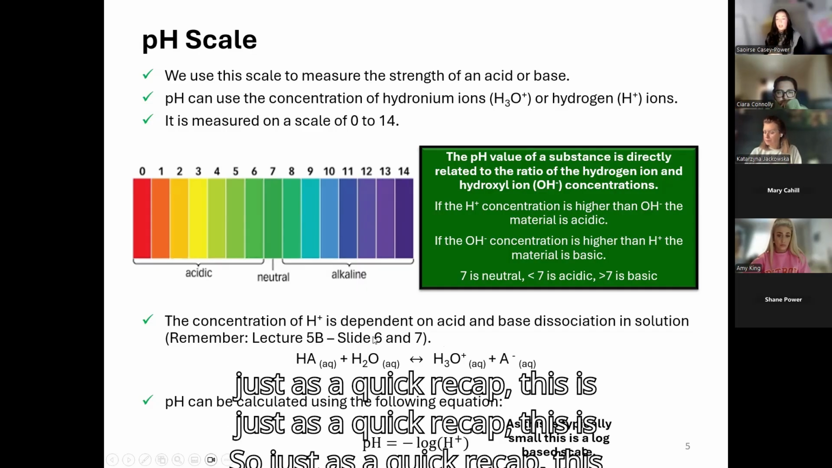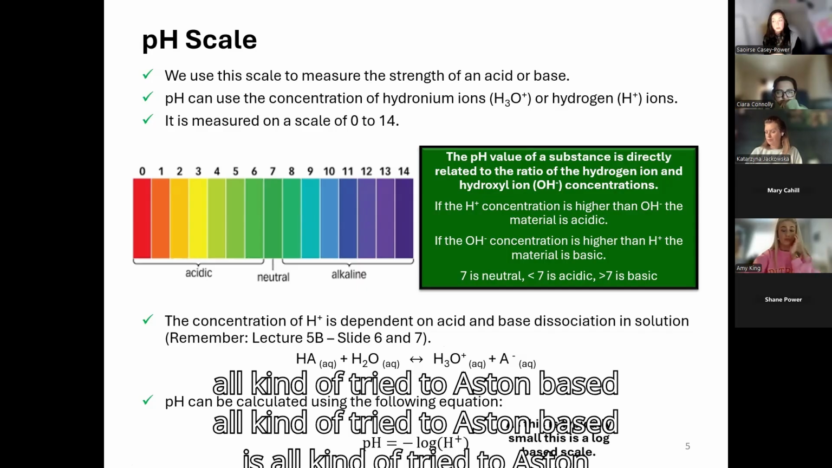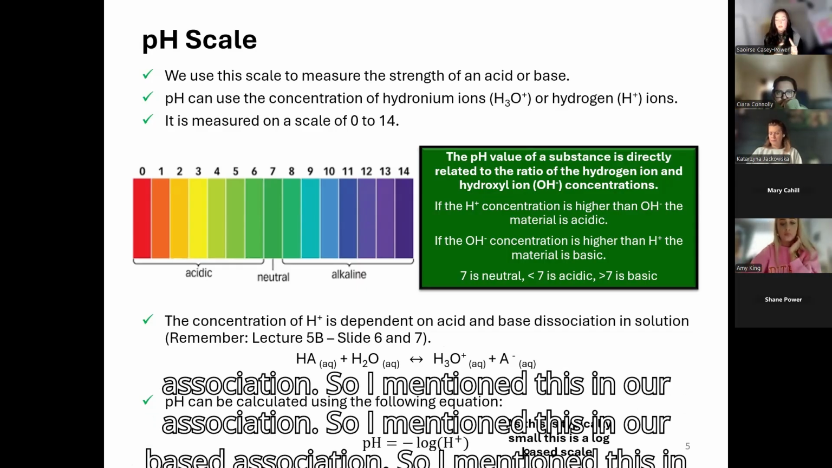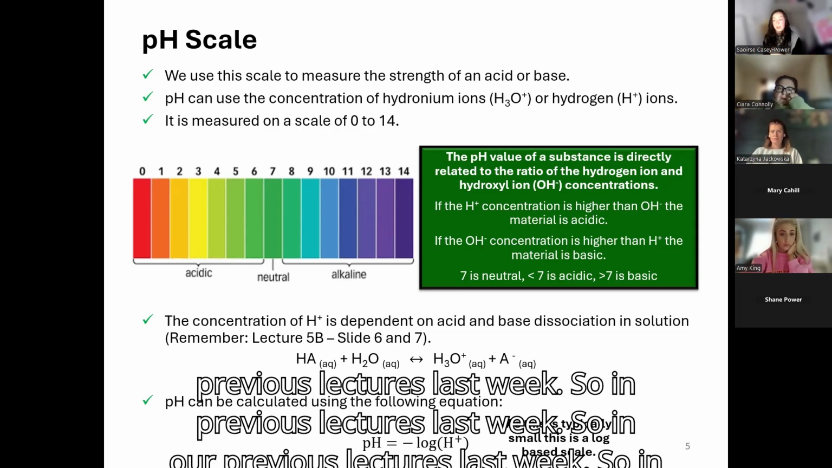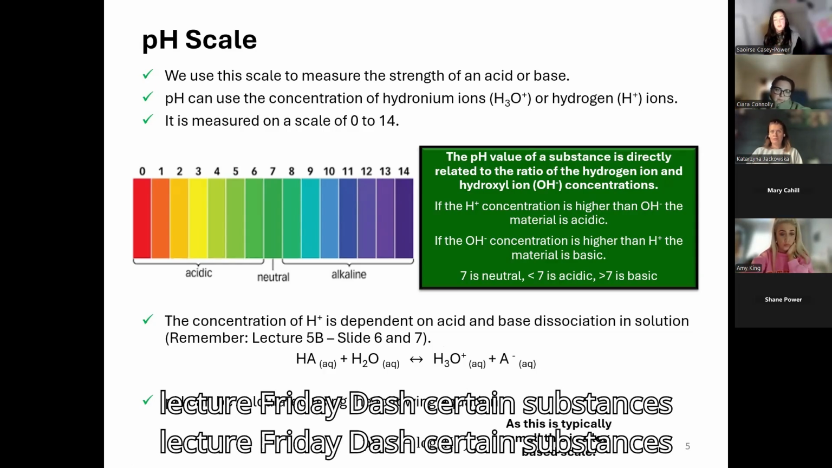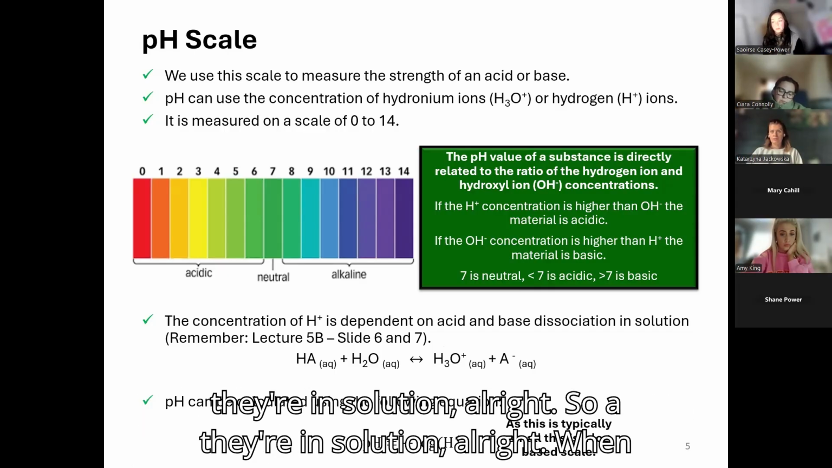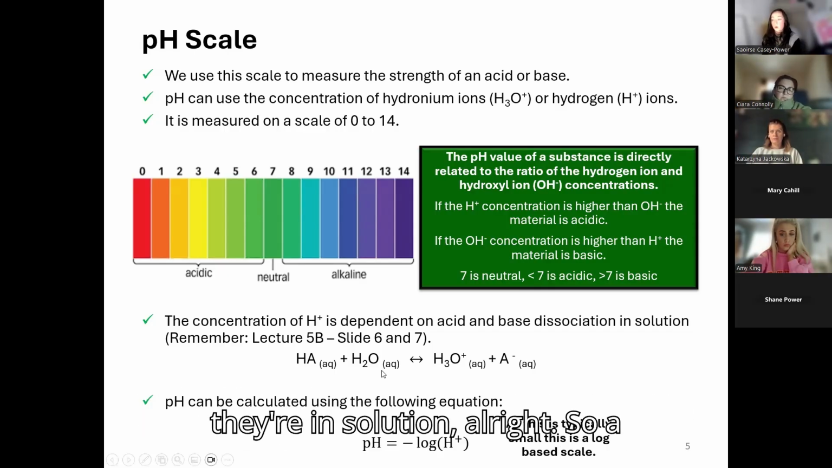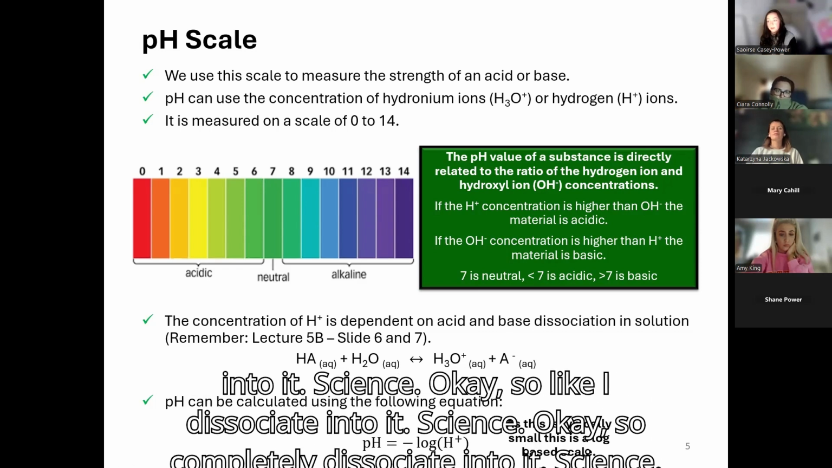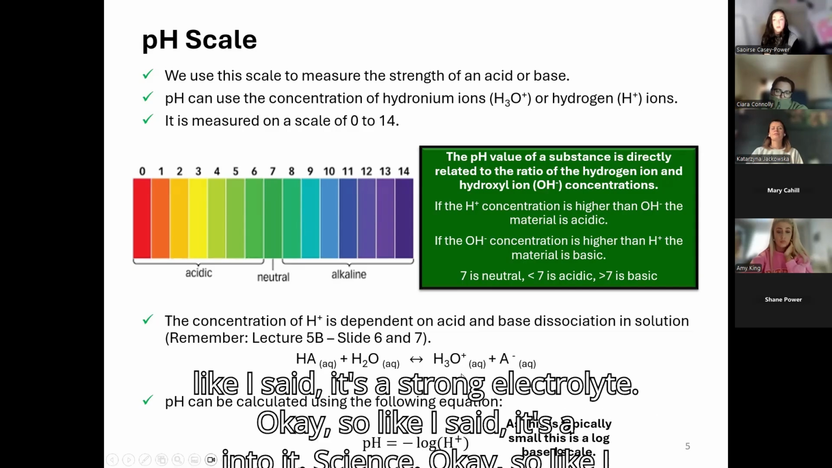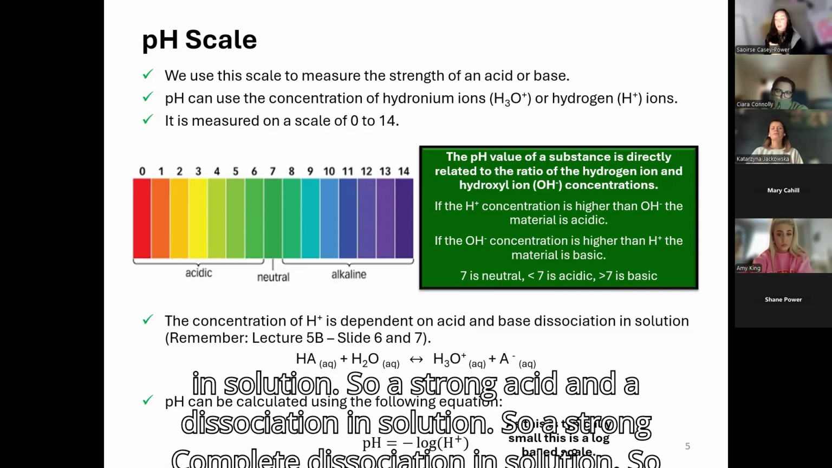So just as a quick recap, this is all tied to acid and base dissociation. I mentioned in our previous lecture, lecture 5b, that certain substances will undergo complete dissociation when they're in solution. So a strong acid and a strong base will completely dissociate into their ions. Like I said, it's a strong electrolyte, complete dissociation in solution.